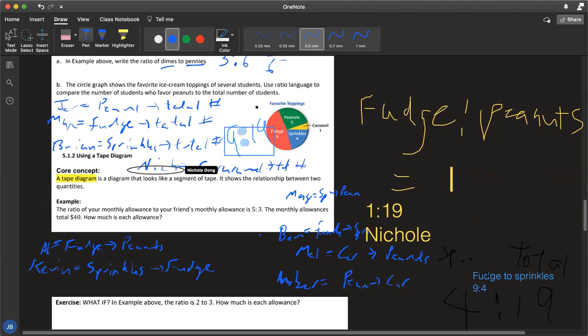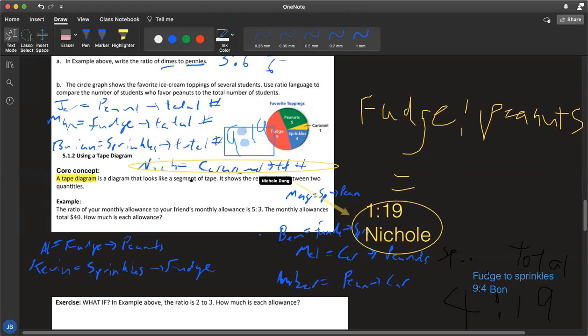Good job, Jerry. Brian, is this yours right here, the 9 to 19? Or is that Jerry's? No, mine is down below. I am sprinkles to total. Mine is fudge to total, I'm pretty sure. Was I supposed to do caramel to total? Mine is fudge to peanuts. Okay, this one is confusing. So this is Max. Max, yours looks good. 9 to 19.